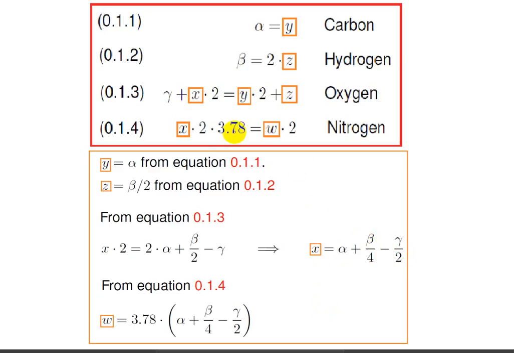The final equation is equally easy to solve. We can see that w is equal to this left-hand side. If we simply divide through by 2, the 2 goes away, so w is going to be 3.78x. But we've already found out that x is equal to alpha plus beta over 4 minus gamma over 2, so we take that piece and put it in place of x, and w is 3.78 times this expression right here.